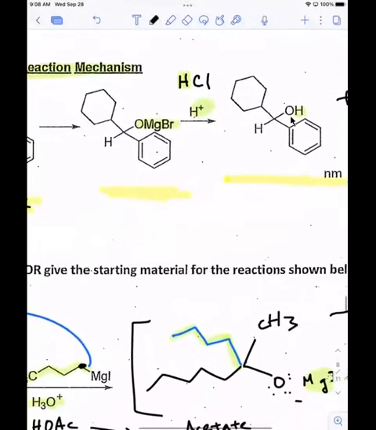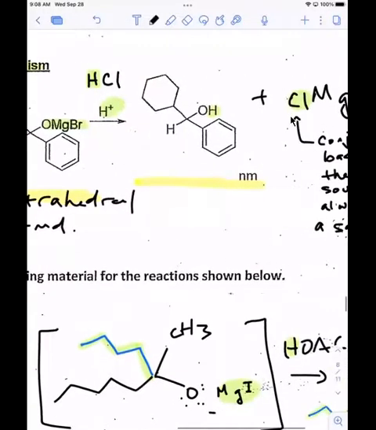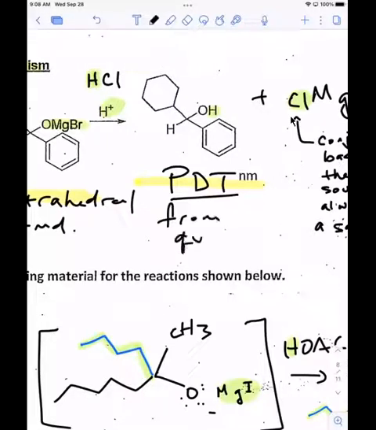And then the tetrahedral intermediate, and then you have your product. All right, so there's a quench step at the end. You add in some weak acid, protonate that oxygen, and you get your alcohol.